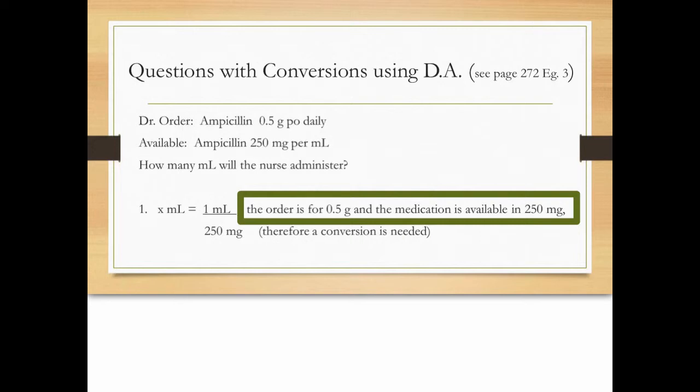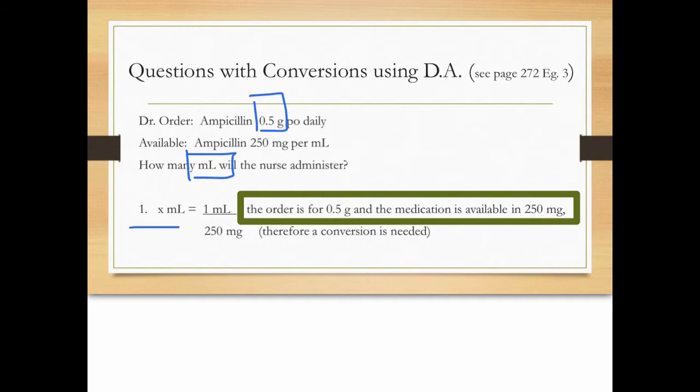Let's look at an example where conversion will be required. Quite often in nursing, you'll have to read a case scenario and perform a conversion of some sort. Here's a typical example of a relatively easy one. The doctor orders ampicillin 0.5 grams PO daily. What's available is ampicillin 250 milligrams per milliliter. So what we need to figure out is how many milliliters the nurse will draw up or administer in order to achieve this dose of 0.5 grams of ampicillin.